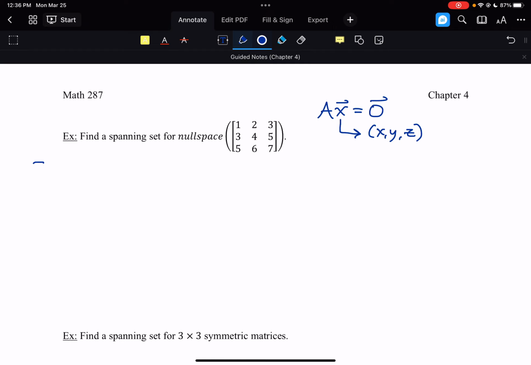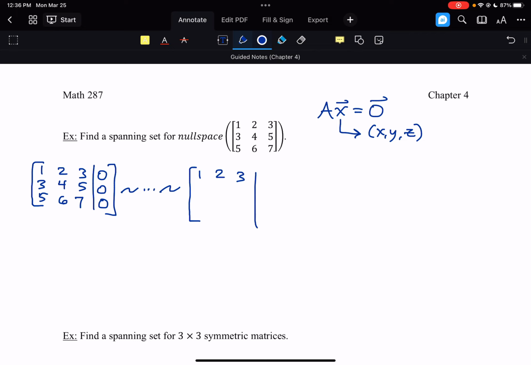Okay, so let's set this up. 1, 2, 3, 3, 4, 5, 5, 6, 7, augmented with all zeros. If we do the row reductions here, which I'll go ahead and spare us that calculation, we should get 1, 2, 3 with 0, 0, 1, 2 with 0, and then an all 0 row at the bottom. Okay, or some equivalent form of this. Again, the exact operations you perform are not necessarily unique. You could get some alternate but equivalent version of this, but it should be something like this. So this would be our row echelon form.